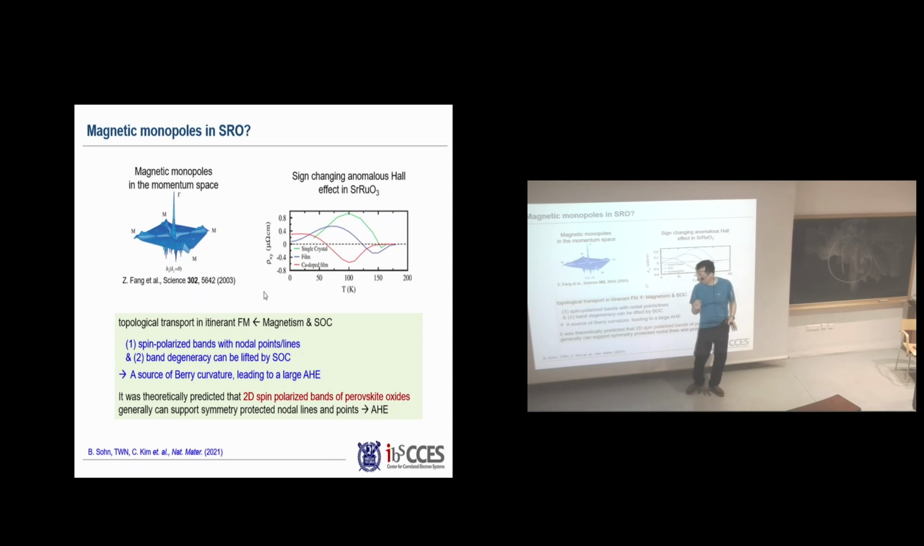Two important conditions: if you have a spin polarized band with a nodal point, and if this nodal point or nodal line becomes lifted by spin-orbit coupling, then you can have large Berry curvatures, and it can lead to a very large anomalous Hall effect. This is the current understanding, which was well explained this morning by the previous speaker.